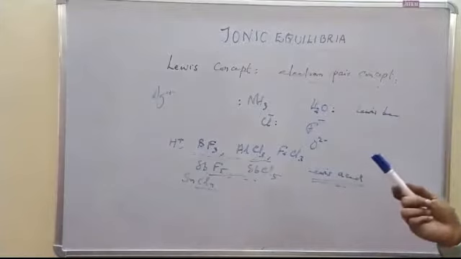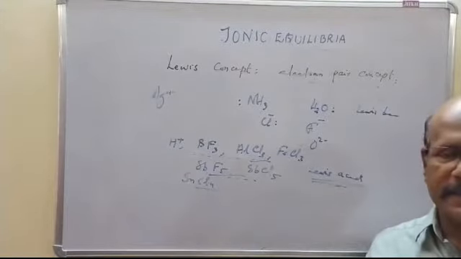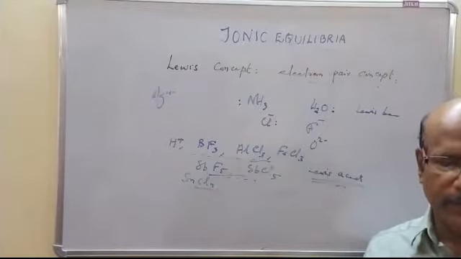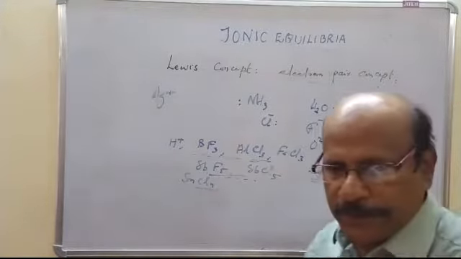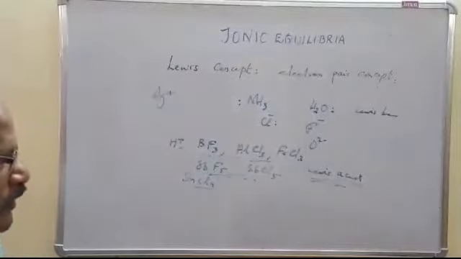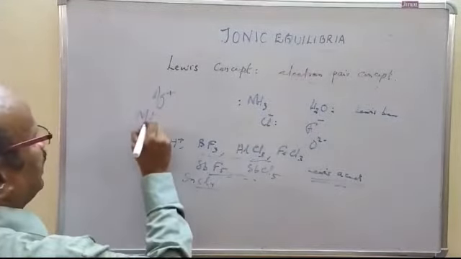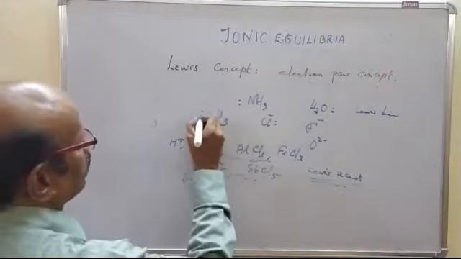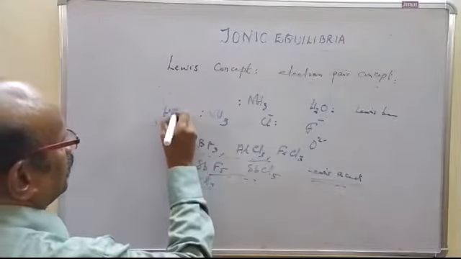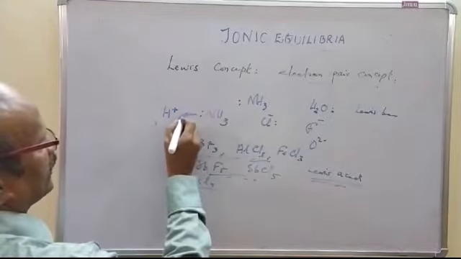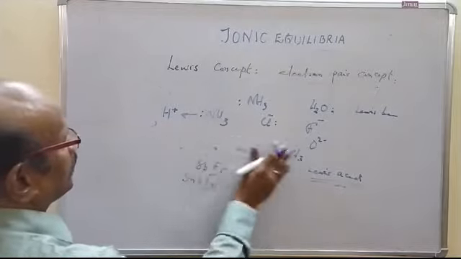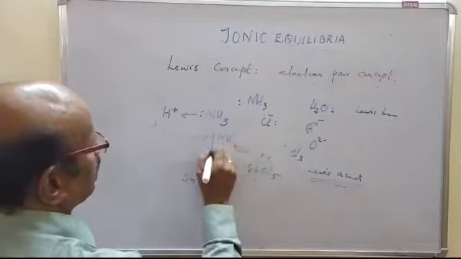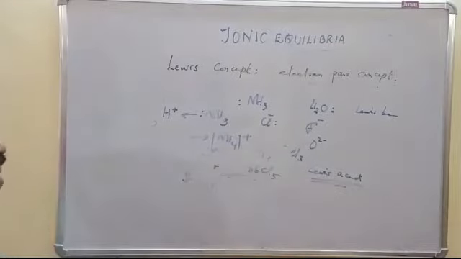So according to Lewis theory, an acid is an electron pair acceptor, while a base is an electron pair donor. Thus, we can very well explain the formation of NH4 plus. NH3, with its lone pair, can donate its electrons to the electron deficient H plus, like this. So by this donation, the compound NH4 plus is produced.